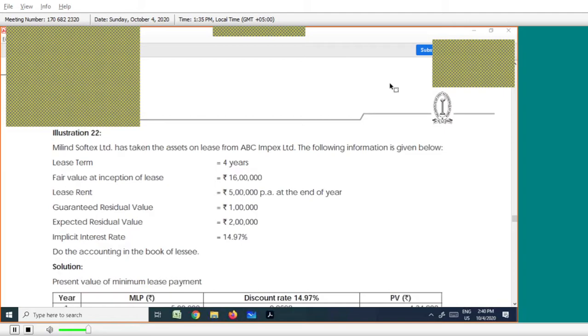The particular lease is a finance lease or an operating lease. Without going through the answer, you should be able to think what type of lease it might be, whether it is a finance lease or operating lease. That is the first step you have to do.